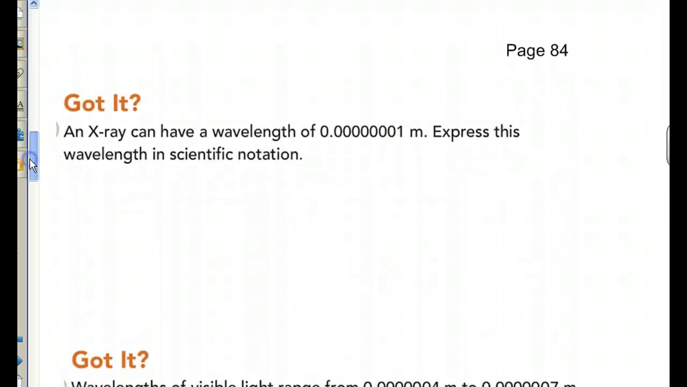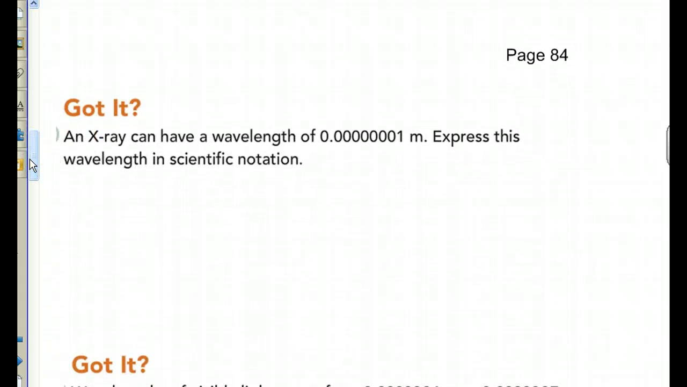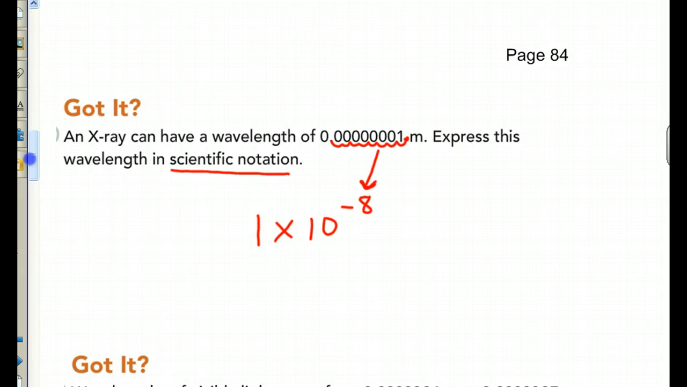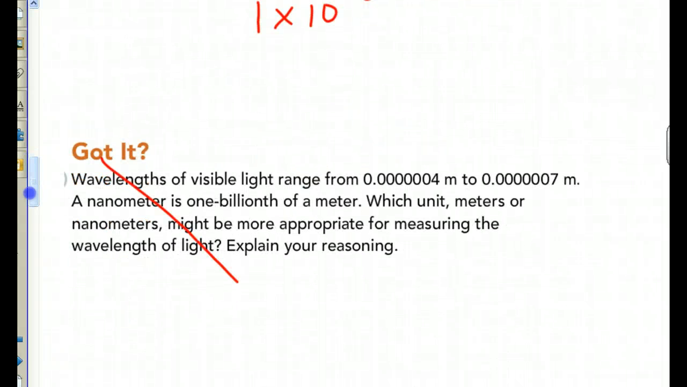All right, so now we're on page 84. We're going to do the got it. An X-ray can have a wavelength of 0.00000, all these zeros, 1 meters. Express this wavelength in scientific notation. So again, how we do that is we count 1, 2, 3, 4, 5, 6, 7, 8. And we get it until we have a number more than 1 but less than 10. So we know it's 8. So that's going to be times 10. 1 times 10 to the negative 8th. So I did my exponent first because I didn't want to forget. So I knew it was going to be negative 8, and we know it's 1 times 10 to the negative 8th. We're going to skip this problem.